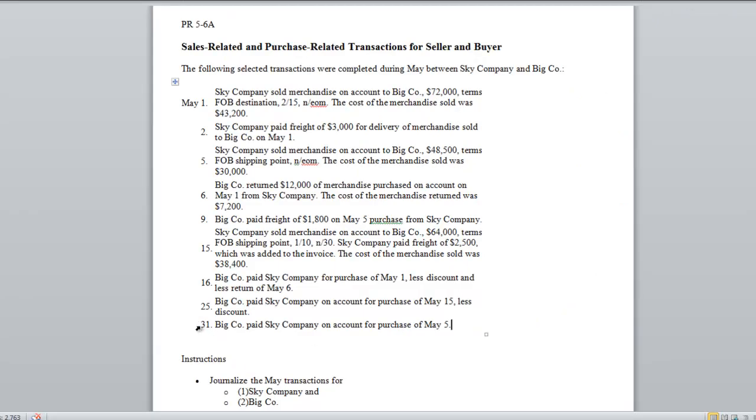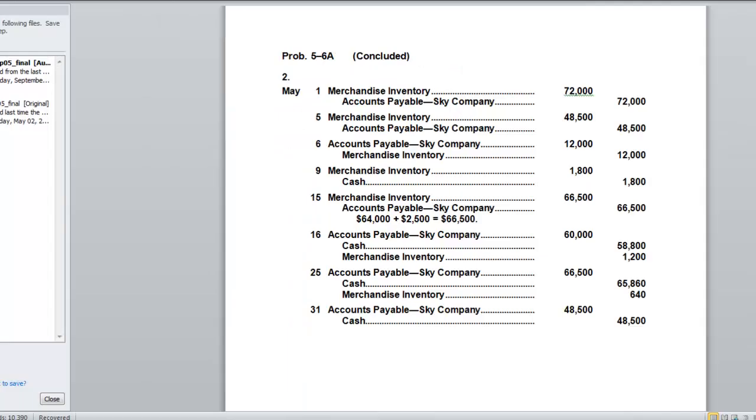And lastly, we're going to make a payment here for the purchase on May 5th. Okay? It was a $48,500 purchase. There's no discount offered to us here. Let's take a look at the proper journal entry. Okay, guys, you can see here, and this is a pretty easy one at the very end, we're simply making a payment to Sky Company of $48,500. Okay, it's as easy as that.